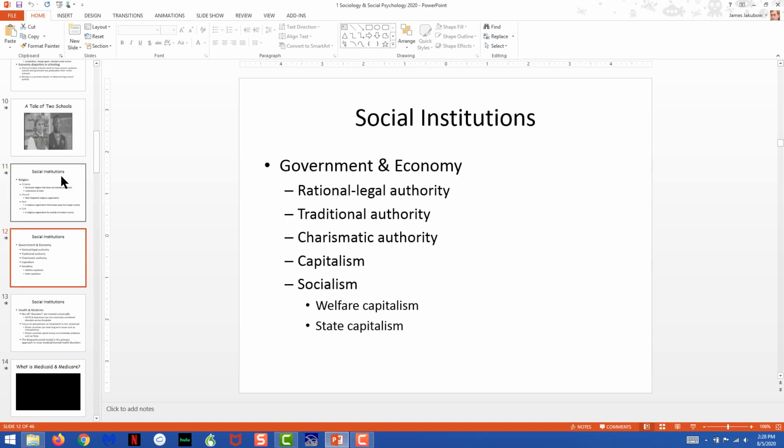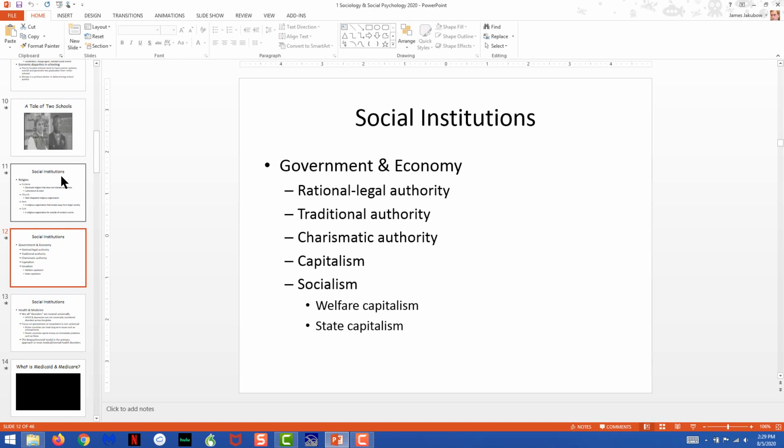Social institutions in terms of government and economy, again, follow the same rules as religion and family. There are a myriad of ways to discuss how any of these processes wind up affecting society. It is essentially limited to your own imagination. But let's take a look at each of these different ones.